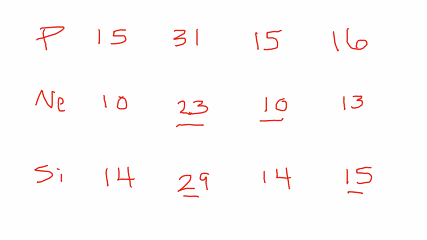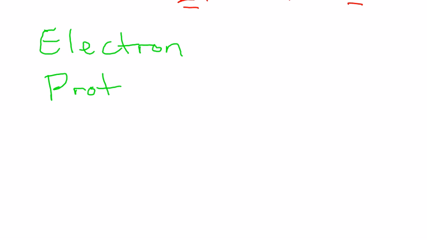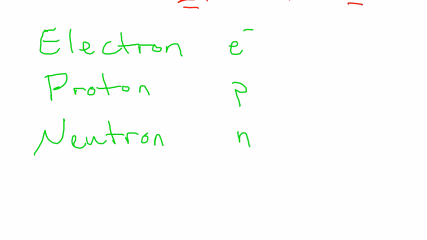Number 3, if you need to, you can just look it up. And number 4, I'll go ahead and do that one for you here just real shortly. I'll switch colors here. The electron, proton, and neutron. The symbol for each of these, I know we didn't talk about this in class, it's just E minus, P, and N. Nothing too complicated there.